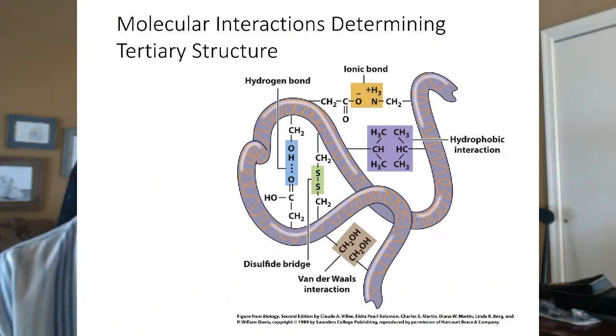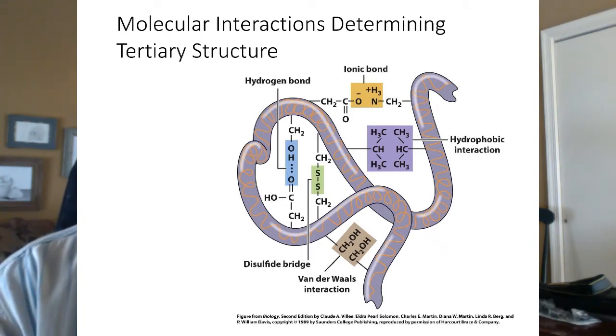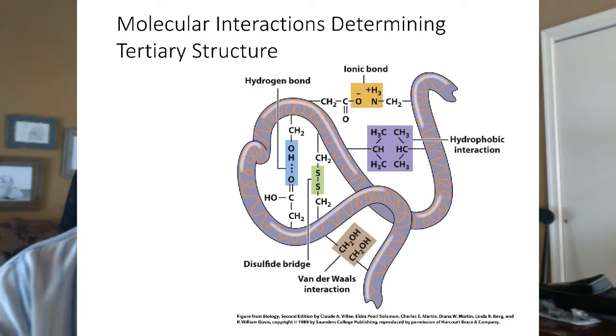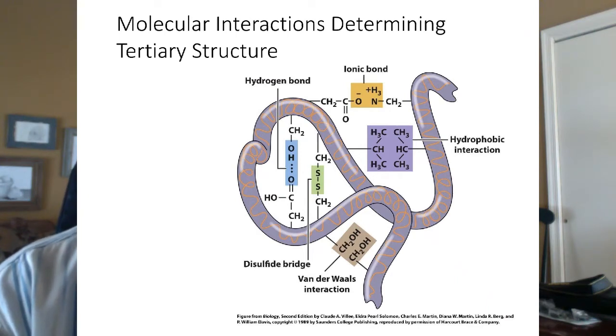I like this slide because periodically students want to know exactly what it is about those R groups that cause them to interact, and there are a handful of different types of interactions that occur. We have, of course, our familiar hydrogen bond that can occur among and between R groups within a peptide. There are ionic bonds, again, between the acidic and basic amino acid side groups.